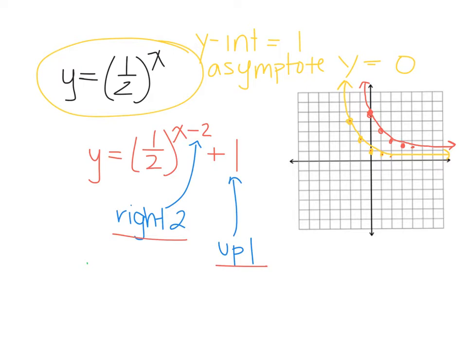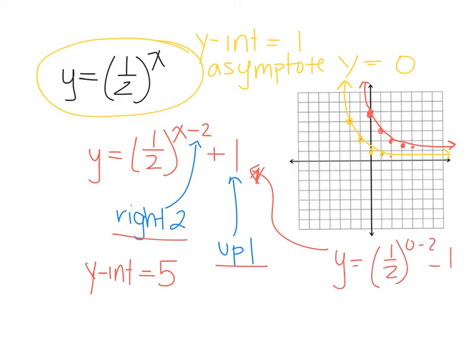And I now have a y-intercept of 1, 2, 3, 4, 5. So my new y-intercept is 5. Which makes sense, right? Because if I took this equation and wanted to see what my y-intercept was, I just plug 0 in for x. Then I would get 0 minus 2, so I'd get 1/2 to the power of negative 2, which is 2 to the power of 2, which is 4, plus 1, so that's 5. Okay, so that totally makes sense, y-intercept of 5.